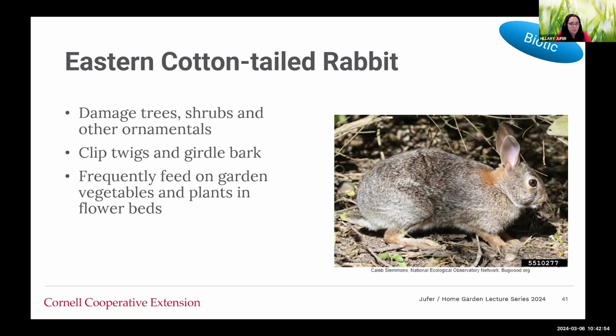You're going to know it's them because they're gray to gray brown with a rusty brown spot on the nape of their neck, which you can see here. Their hind feet are much longer than their front feet. And they have a cotton tail on the bottom of their tail. It's a little white spot that looks like a cotton ball. And they're usually 15 to 19 inches and about 2 to 4 pounds.